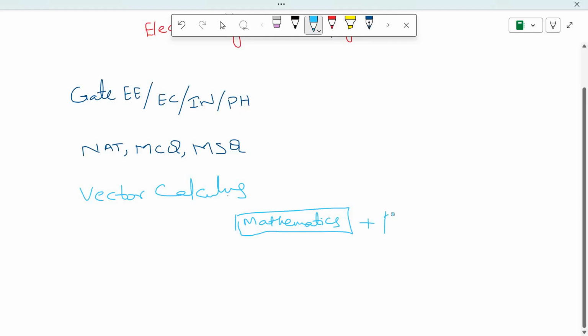Plus, concepts of EMT. We have to be clear with all the concepts of EMT based on whatever the syllabus is for your GATE paper. In this way, you can easily solve the questions. Now I will start with the basics of vectors. In this, I will cover everything that is required for EMT.